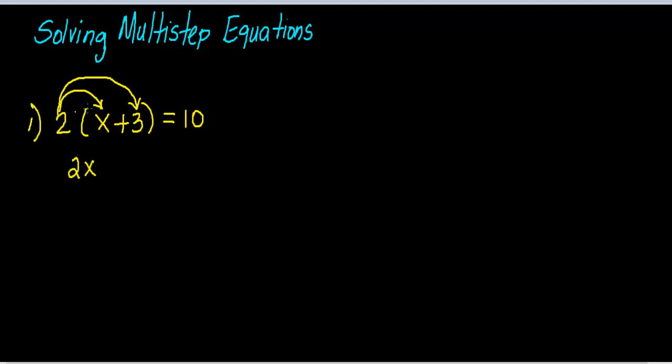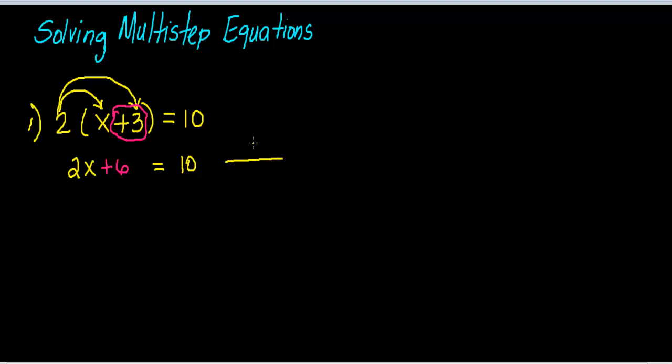And when we multiply 2 times that second term, this is what I want you to do. This plus 3, that means positive 3. So 2 times positive 3, that equals a plus 6. Okay? And equals 10. And look at what we ended up with. We ended up with a 2-step equation. So you know what to do here.